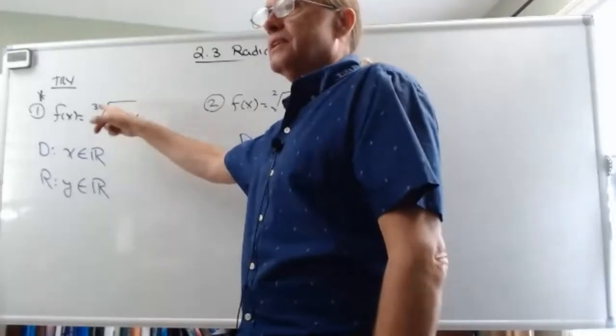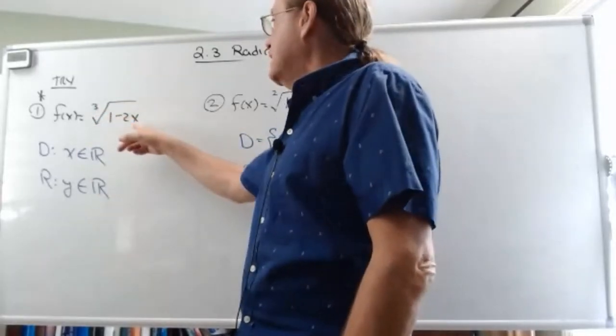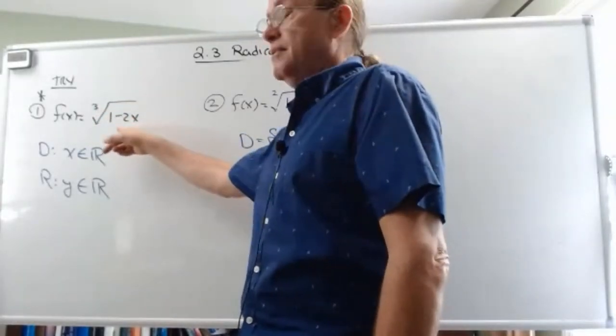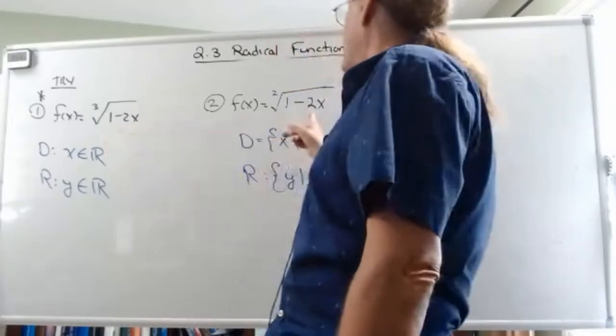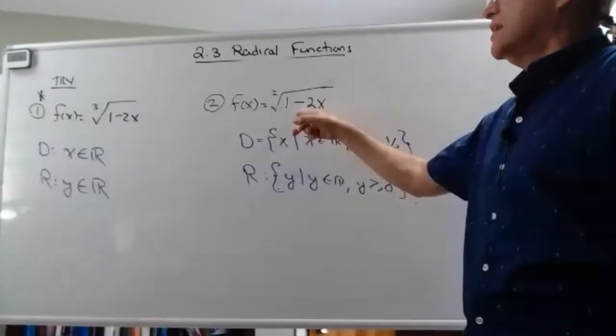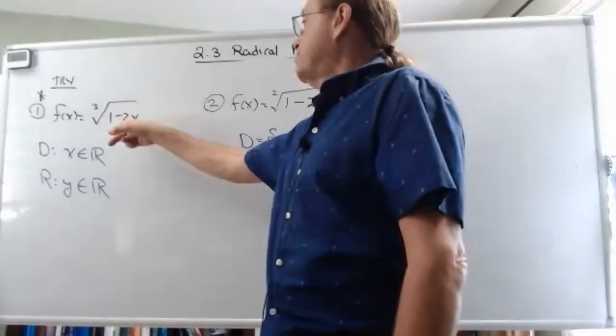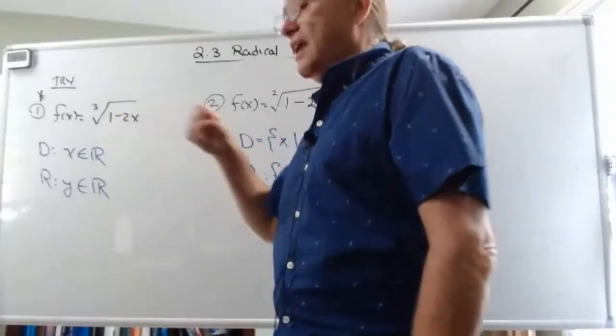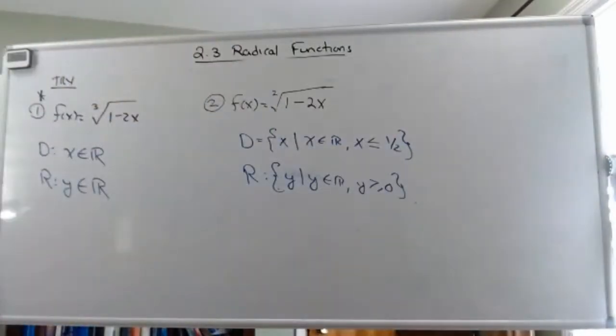I can take the cube root of a negative number, so my domain can be any real number. But I can't take the square root of a negative number. That's why I have to restrict the set of x values so I do not make that the square root of a negative quantity. Now, if I plug in any value for x, I'll get any value out for y. I'll show you that using Desmos.